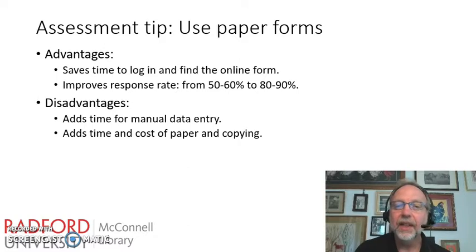Assessment tip 2, use paper forms. The advantages are it saves a great deal of time from students having to log in and find an online form. We find that the response rate is improved from 50 to 60% to 80 to 90%. One way to make this advantage work for you is we have paper copies already at the tables where the students will be sitting. They can fill them out anytime during the session, and they can just leave them there for you to gather later.